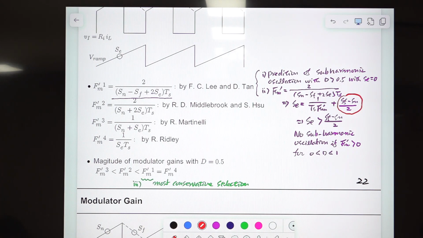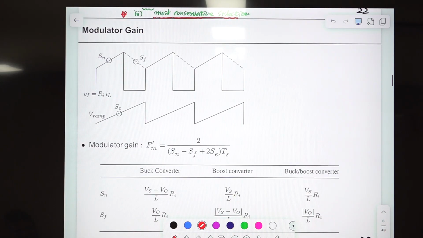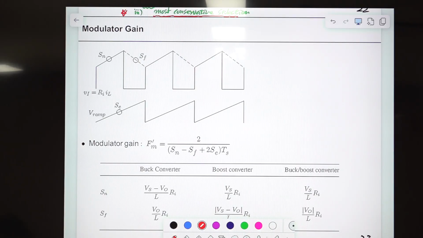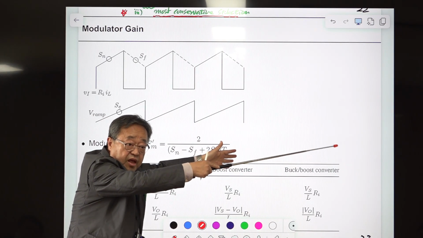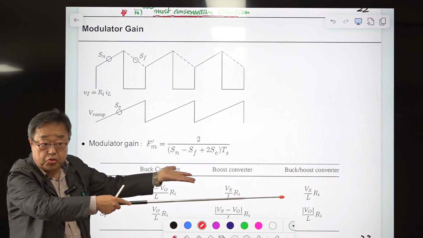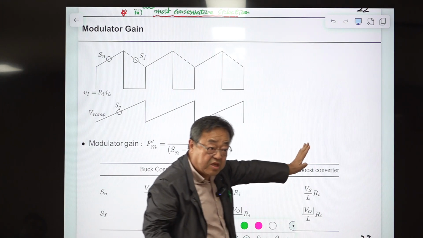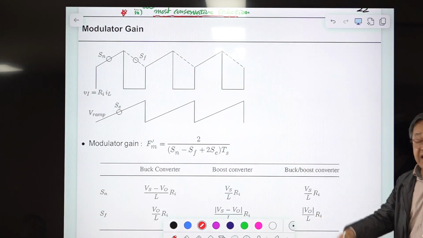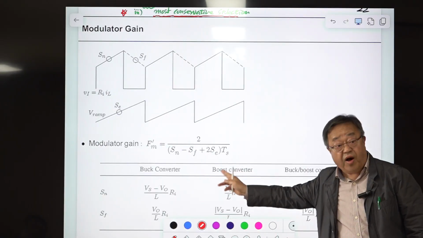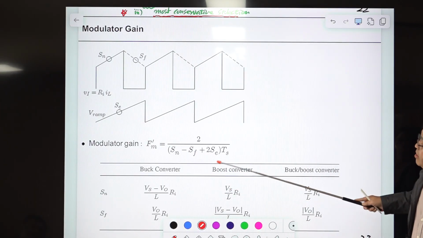So this is the most conservative selection of FM. When you are designing the current mode control, you should determine this FM prime, right? So you are using this, for the reasons I already explained. This is derived by Fred C. Lee. He has some additional term here that represents the sampling effect of the current mode control, but he ignored all of this and the sampling effect, and he is using only this one. That is fine in some sense. Okay, so you know everything.